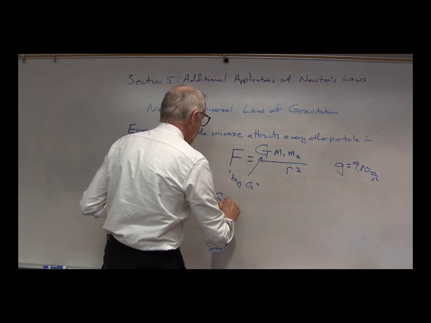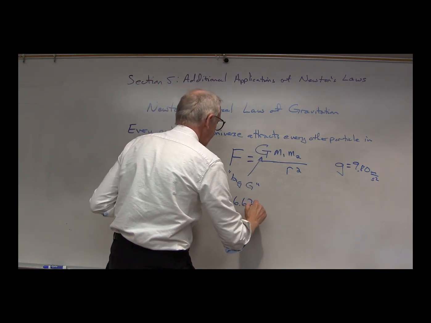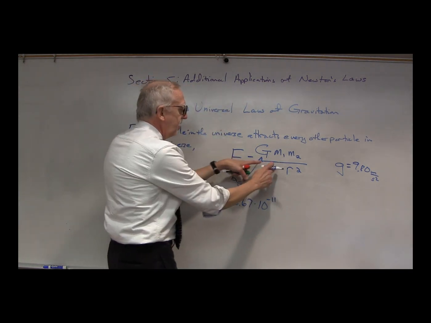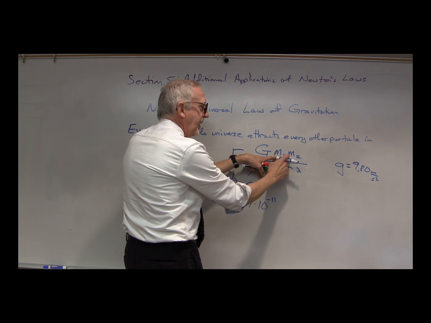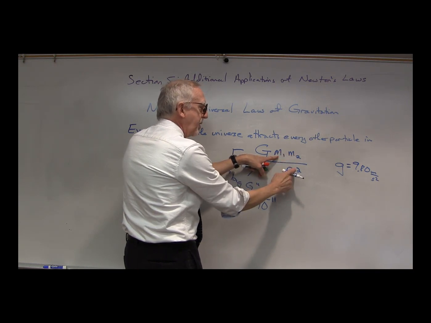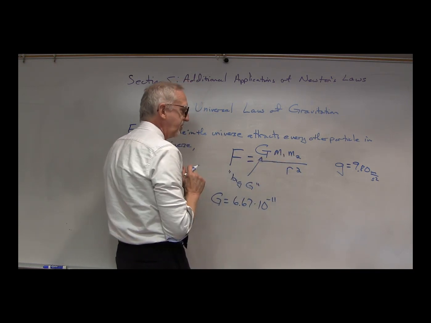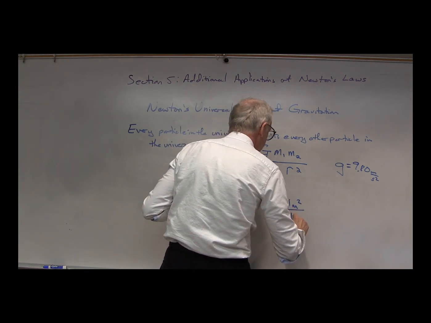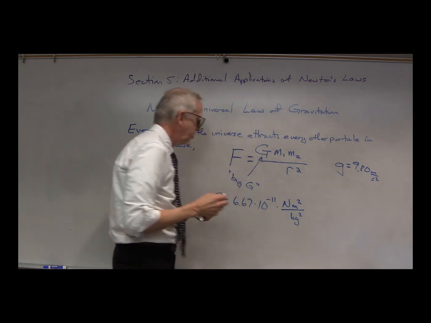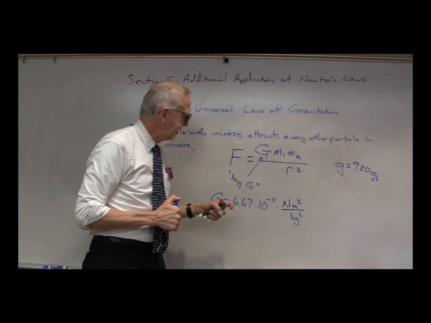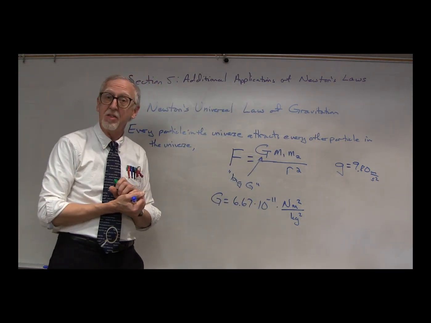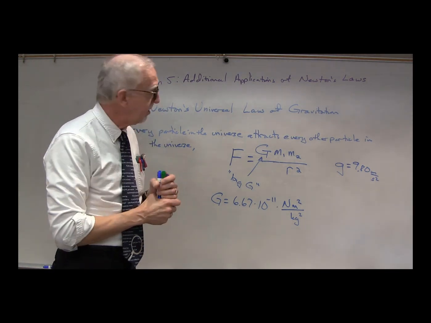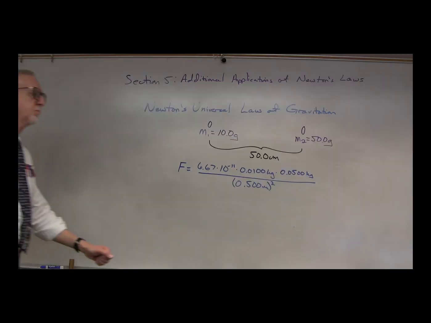Big G has a value of 6.67 times 10 to the minus 11th, and then the units: to take, multiply by kilogram squared, divide by meters squared, we must get units of newtons. So the units are Newton meters squared per kilogram squared. Those are the units of big G. All right, 6.67 times 10 to the minus 11 Newton meters squared per kilogram squared. Let's stick some numbers in here and see what we get.